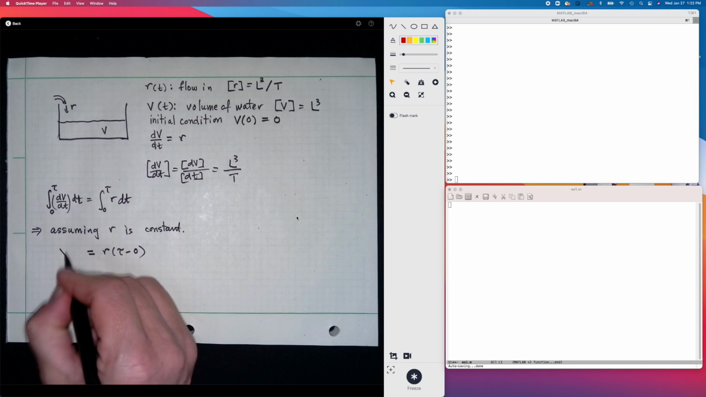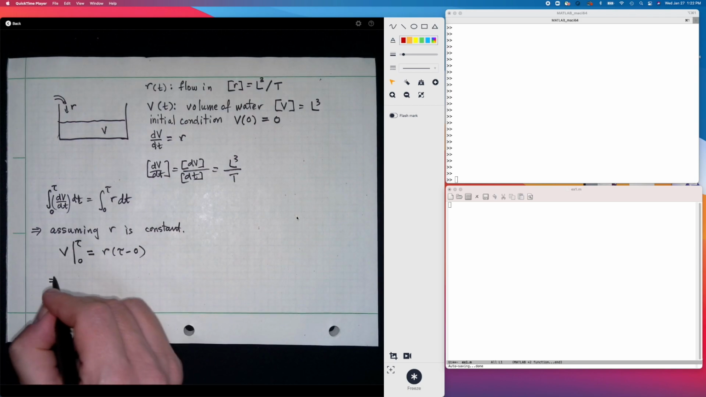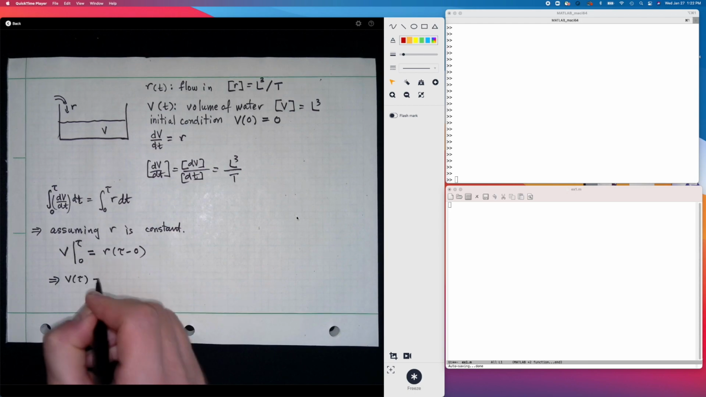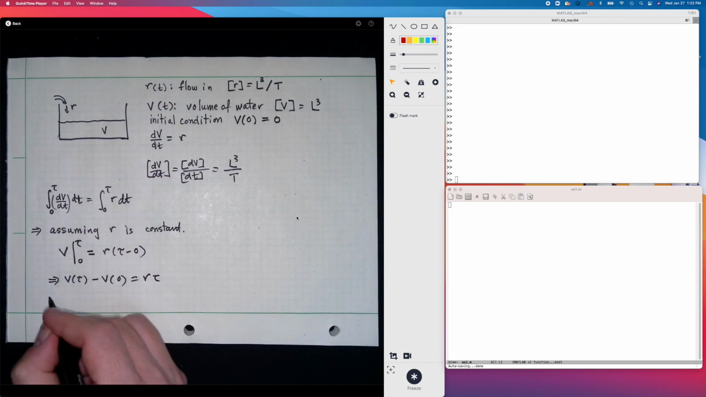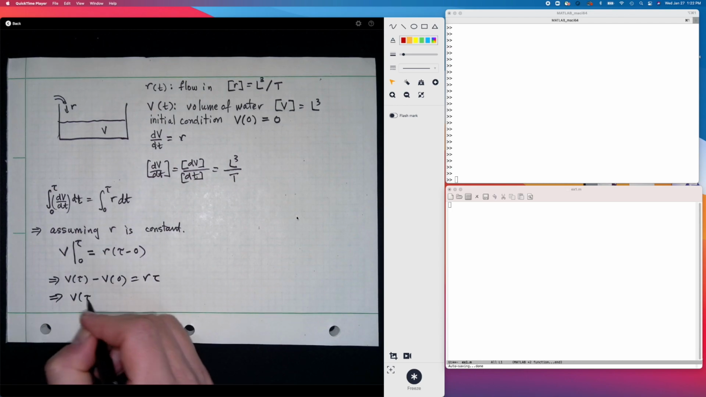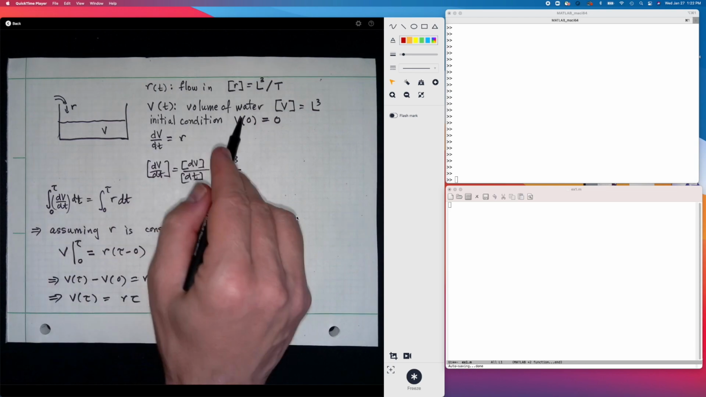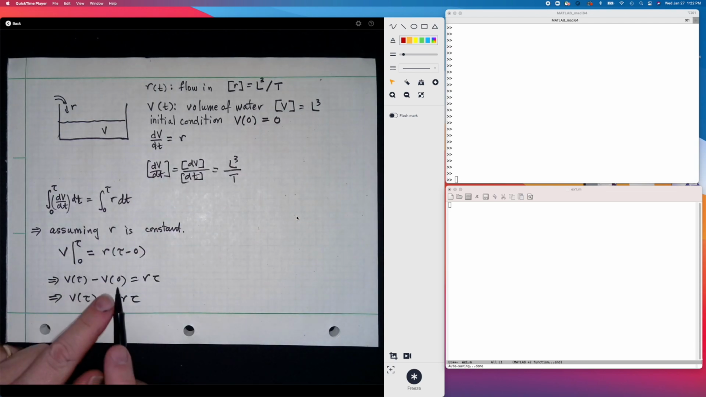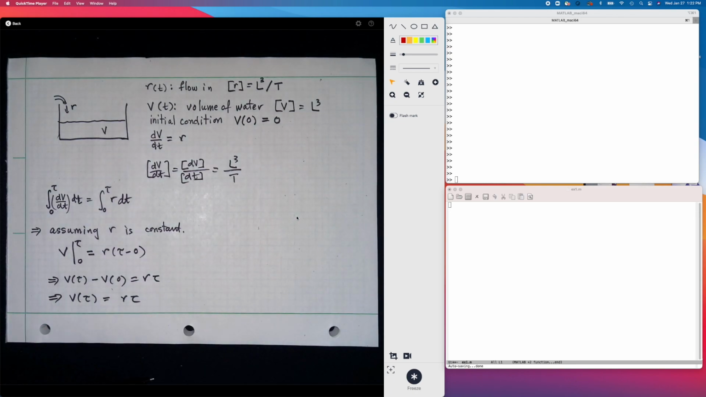So we get V evaluated at tau and 0, and so we have V at tau minus V at 0 is equal to R times tau, or V of tau is equal to R times tau, where we use the initial condition, right? You see how when we did the integral, the initial condition came up and that was 0, so we get the final solution.